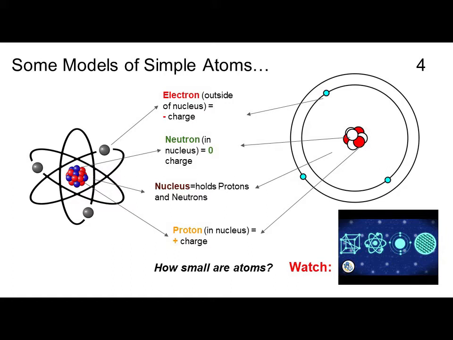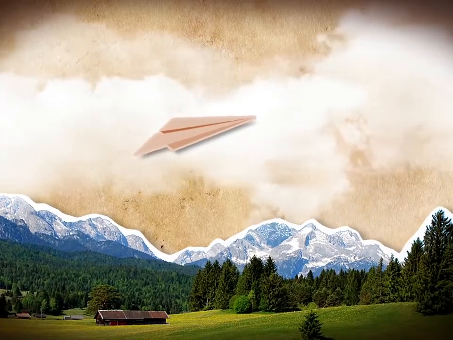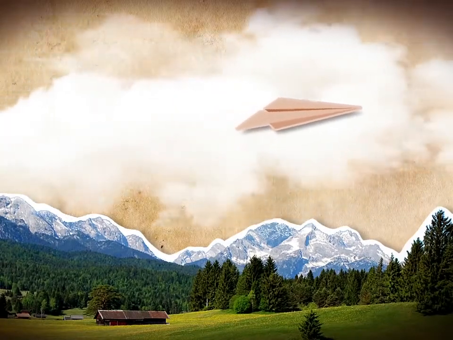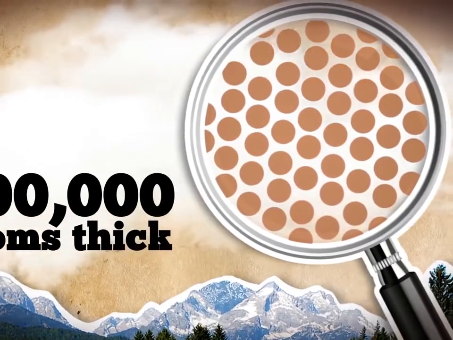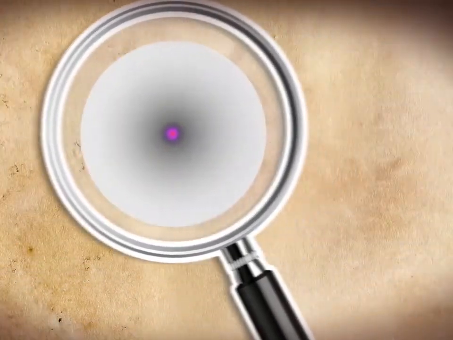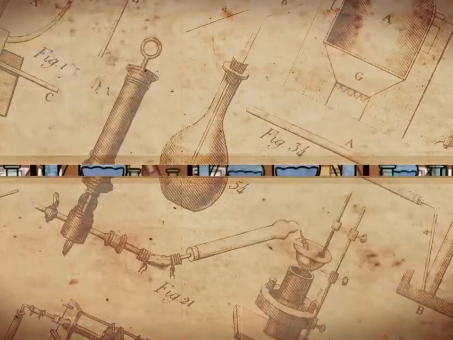Let's hear more. It's hard to imagine just how tiny atoms are. One sheet of paper is roughly 500,000 atoms thick. Volume-wise, one atom is as small compared to an apple as that apple is to the entire Earth. So you might be surprised to learn that chemists can actually see atoms, not with their eyes, but with incredibly precise tools.